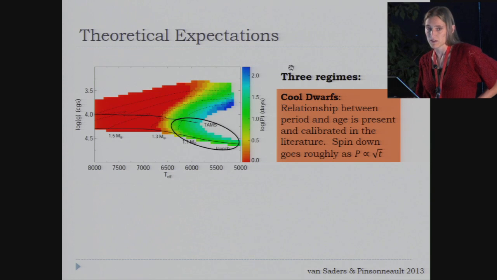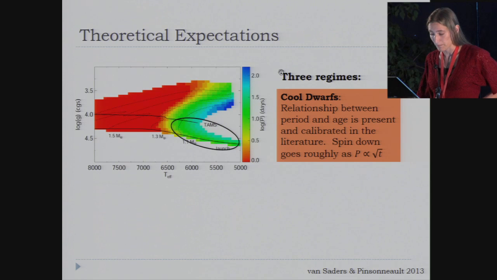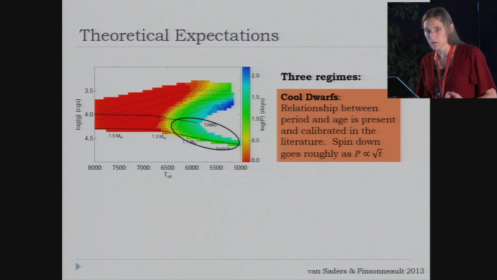We have theoretical expectations about how stars should rotate as a function of their location on the HR diagram. And we have kind of 3 regimes that we can think of. We have cool dwarfs. These are the things that have a relationship between period and age. They have deep convective envelopes. They have magnetic braking, so they can lose angular momentum as a function of time. So these things are the targets you would like to have for gyrochronology.